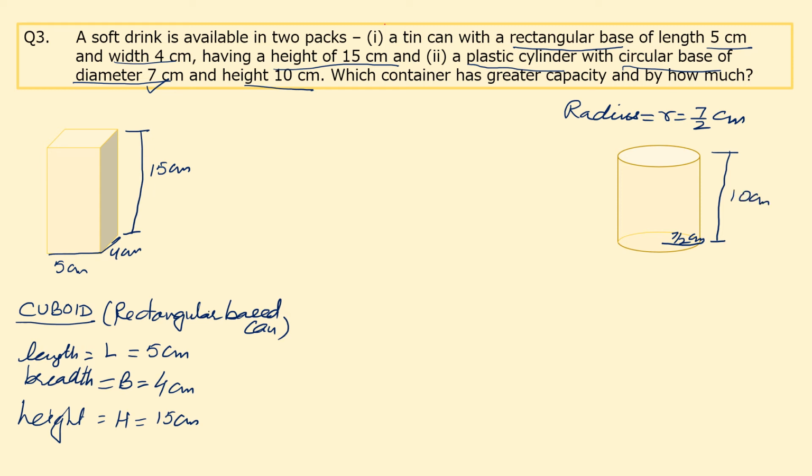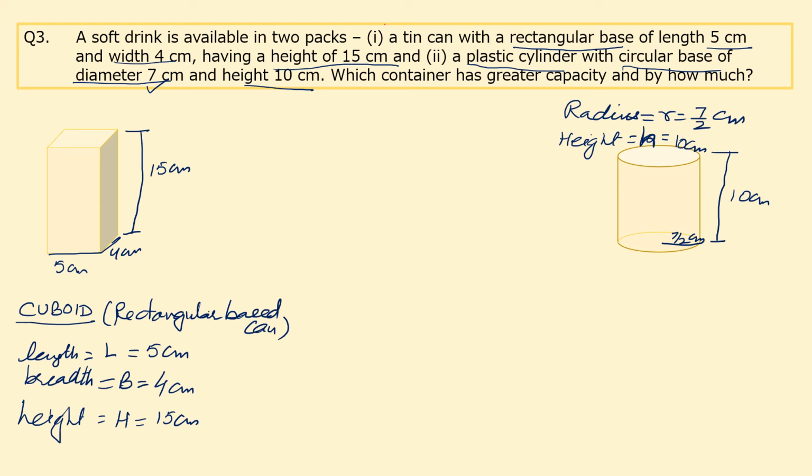And this is 10 centimeter. So its height is 10 centimeter. Height h equals 10 centimeter. Now which container has greater capacity and by how much? So let's find the capacity in both the cases.